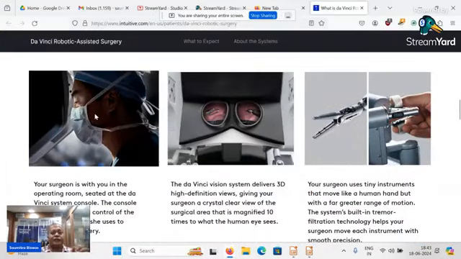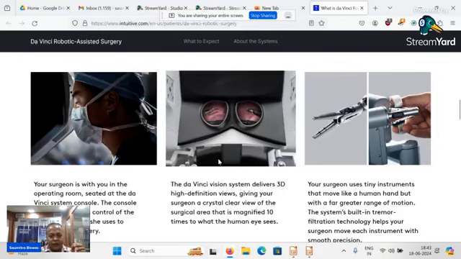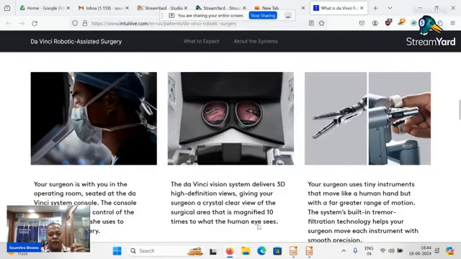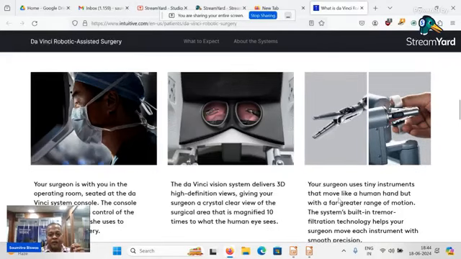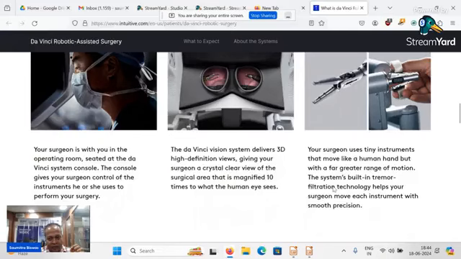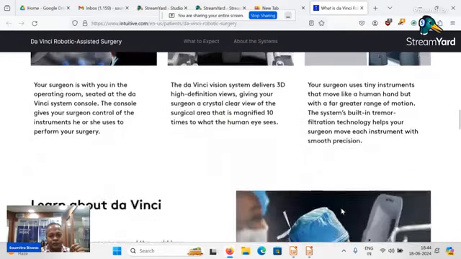See, doctors are there. You need surgeons. It cannot be only patients, only robots. See over here, the things the doctor can see, it is magnified 10 times to what human eyes see. Next one, the surgeon uses tiny instruments that move like a human hand, but with a far greater range of motion. The system's built-in tremor filtration technology helps your surgeon move each instrument with smooth precision.